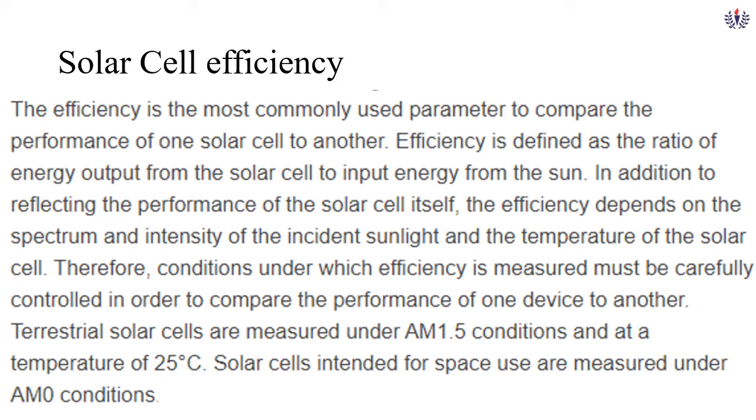In addition to reflecting the performance of the solar cell itself, the efficiency depends upon the spectrum and intensity of the incident sunlight and the temperature of the solar cell. Therefore, the conditions under which the efficiency is measured must be carefully controlled in order to compare the performance of one device to another. Terrestrial solar cells are measured under the atmospheric condition of AM 1.5 and at a temperature of 25 degrees Celsius. Solar cells intended for space use are measured under the atmospheric condition of AM 0. So, the cell efficiency and fill factor are the important parameters.